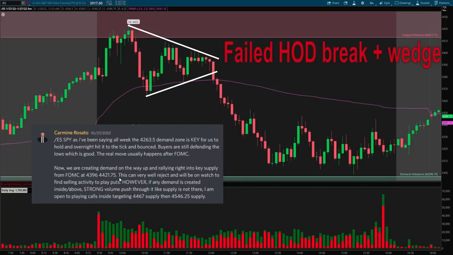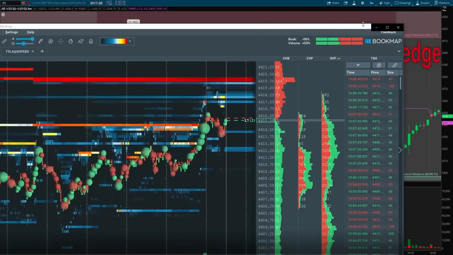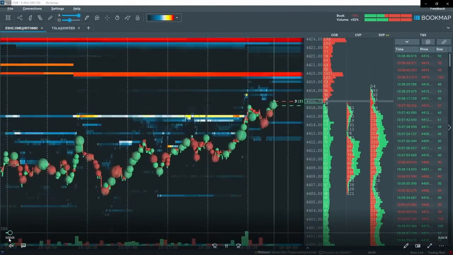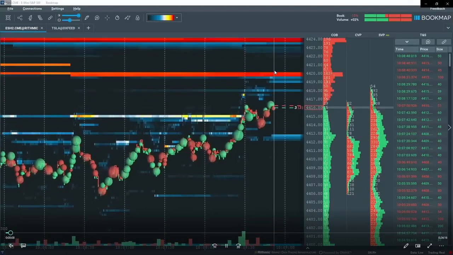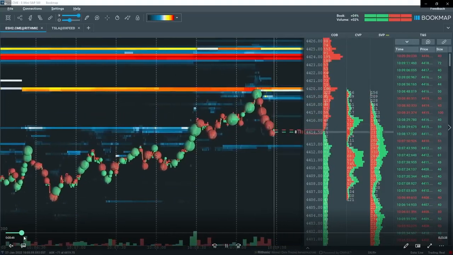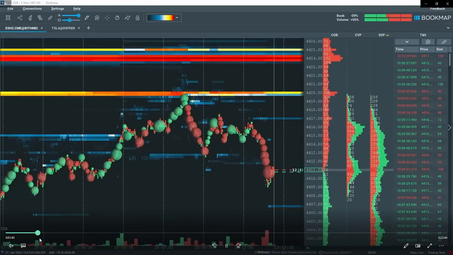And I said in the pre-market plan, I post pre-market plans in my Discord every single day. And in the pre-market plan from January, I said we had key supply at 4,396 and 4,412. This can very well reject and we'll be on watch to find selling activity to play puts. So now here's a live recording of what we could see on Bookmap. And what I want to show you all here is as the market comes up into that 4,420 area, we're going to see a very large passive seller get filled.